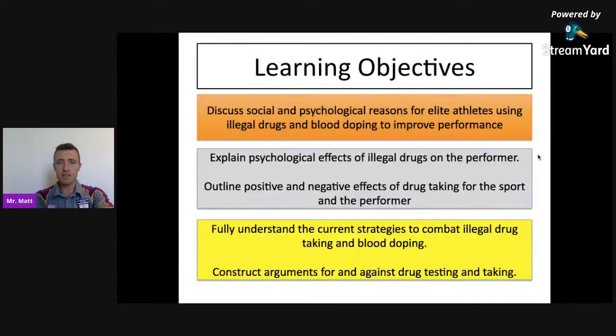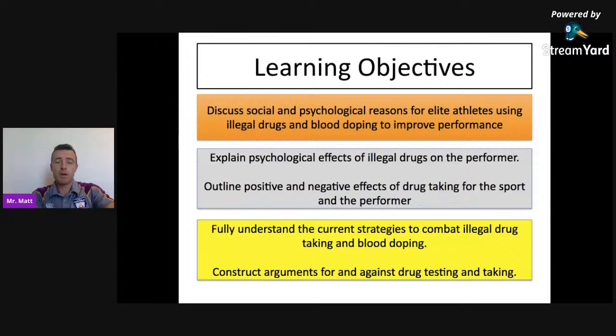Looking at our learning objectives, what are we going to be learning about in this presentation, in this video? We're definitely going to be discussing the social and psychological reasons behind why elite athletes may use illegal substances to improve their performance. And we also will explain the psychological effects of illegal drugs on the performer. We'll also be looking at the positive and negative effects of taking drugs for the sport and the performer.